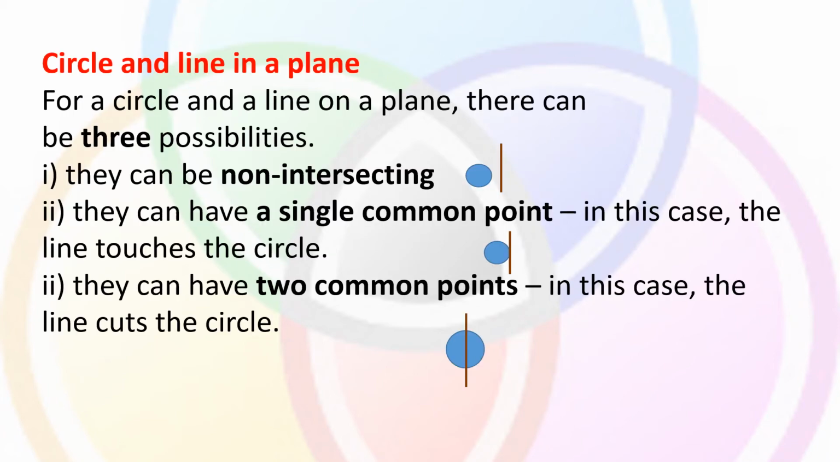Next is, what are the possibilities for a circle and a line in a plane? First case, that they are not intersecting at all, that is, they are at some distance. Next is that they are having one single point of intersection, that is the second case here. Next is the case when we have 2 points in common. Based on these, we are having some more terms.